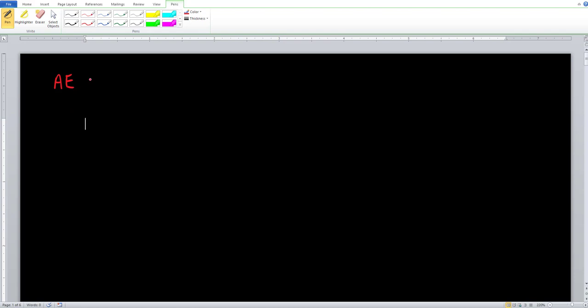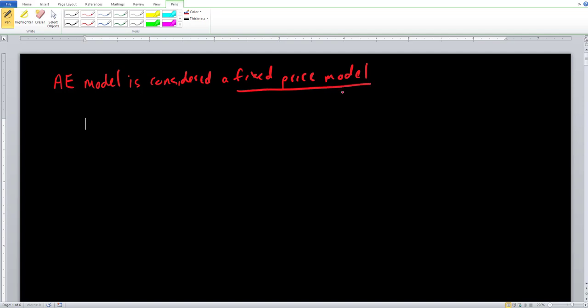As we talked about, the aggregate expenditures model from the previous chapter is considered to be a fixed price model. It just leaves prices fixed, so ceteris paribus, prices are staying constant. However, we know that this is not very realistic or applicable, so our job is to take this model and add in the supply side.